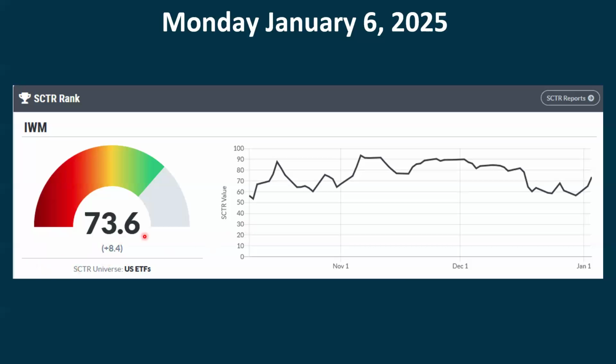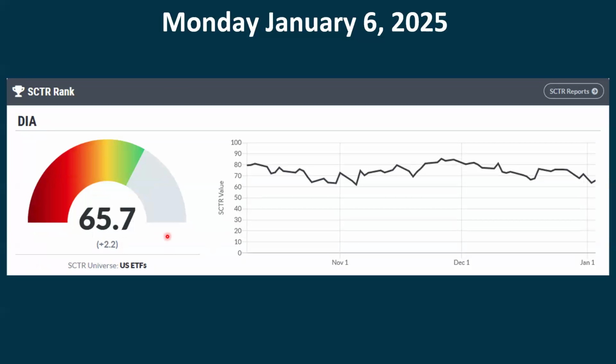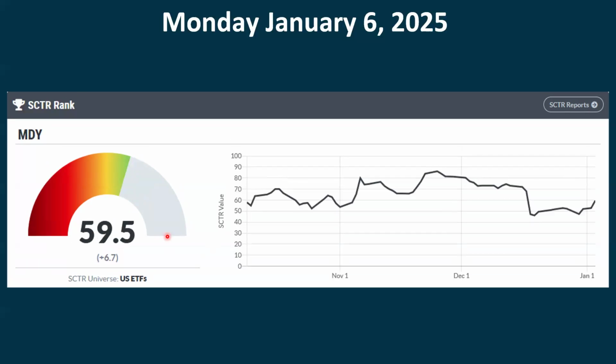But the small caps are coming in at 73.6. Then we have the Dow, which not so long ago set an all-time high, but it's been under some pressure lately, coming in at 65.7. Then in last place are the mid caps, coming in at 59.5. So there's not a lot of strength right now in these scores.